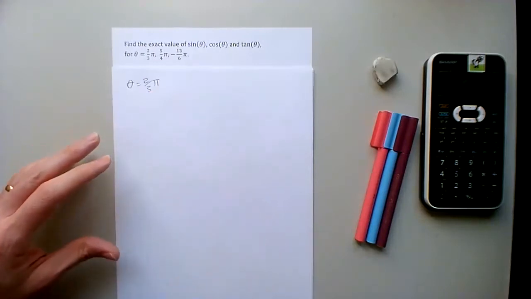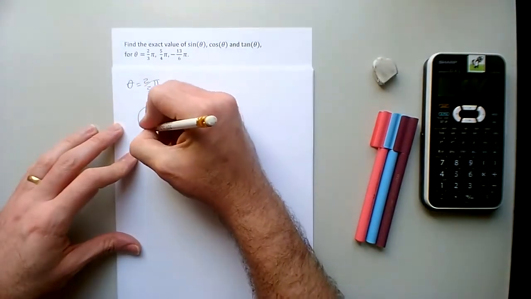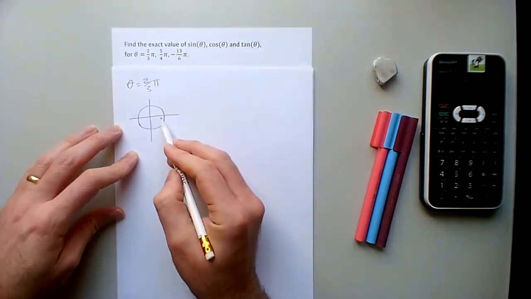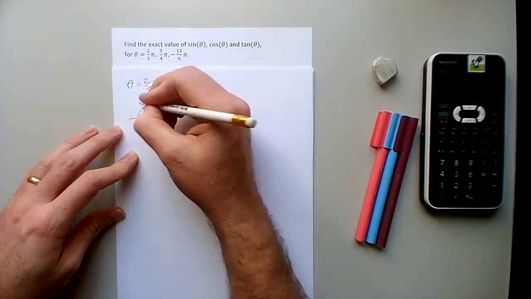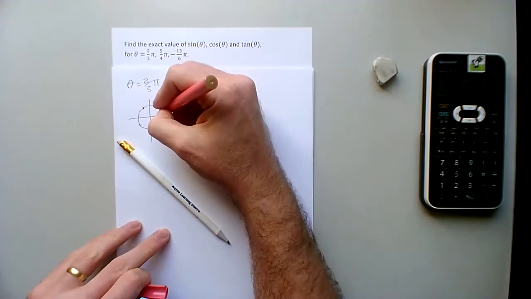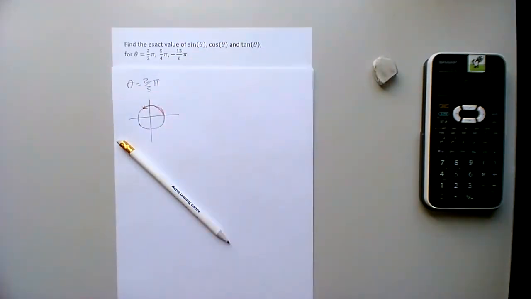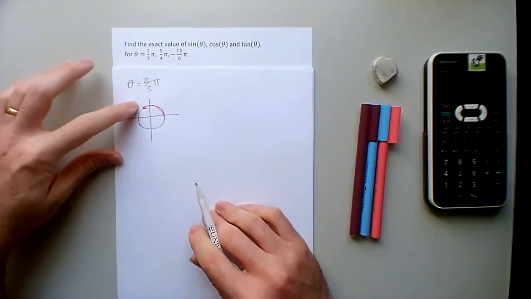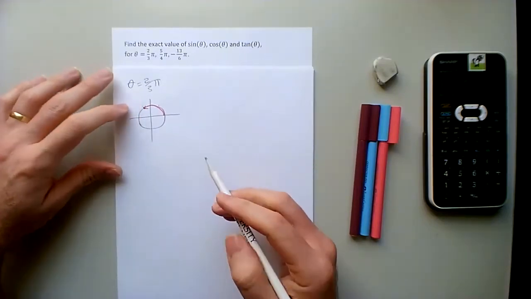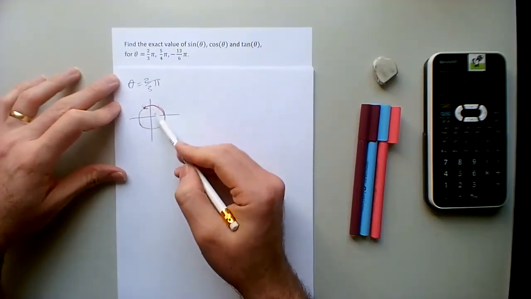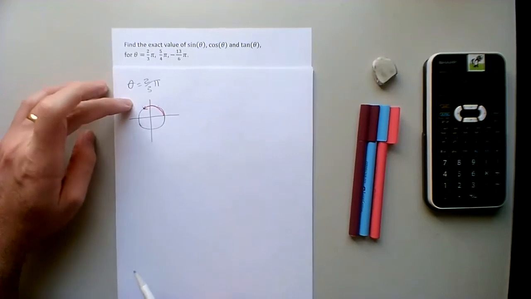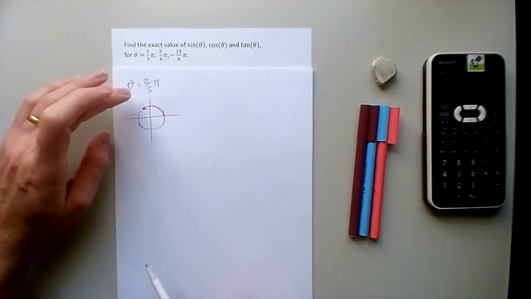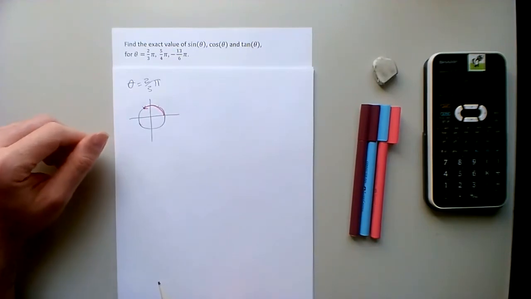I think I should first figure out where that is in the unit circle. So there's a unit circle. Pi would be this distance, so 2/3 of pi would be there. That's my 2/3 of pi, and that's in the second quadrant, where sine is positive at the top, cos is positive over here, and tan is positive here. So sine will be positive here, cos will be negative here, and tan will be negative here. Just useful to know.